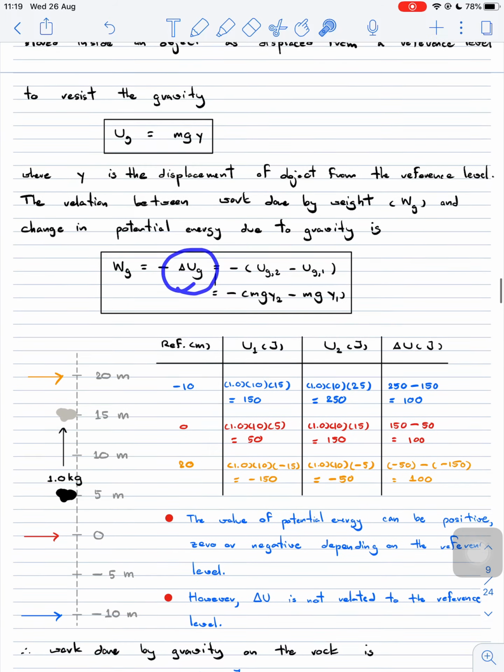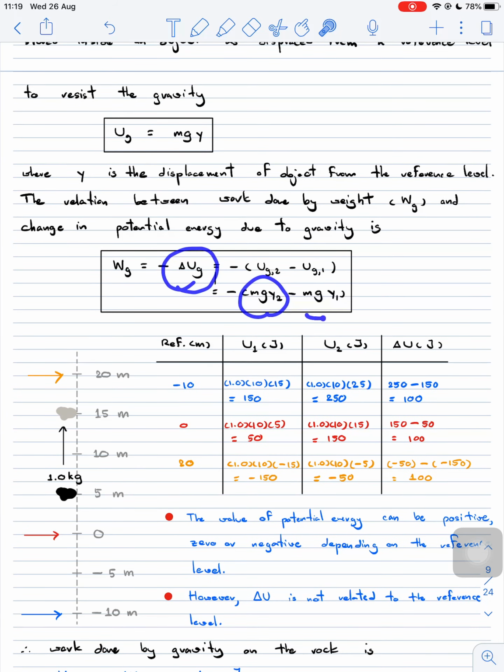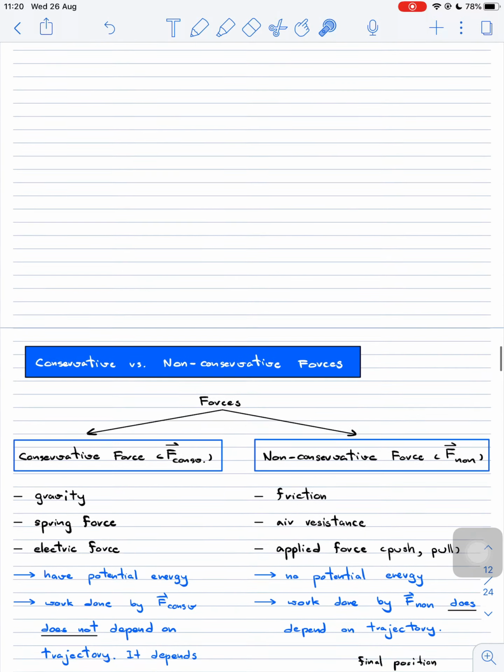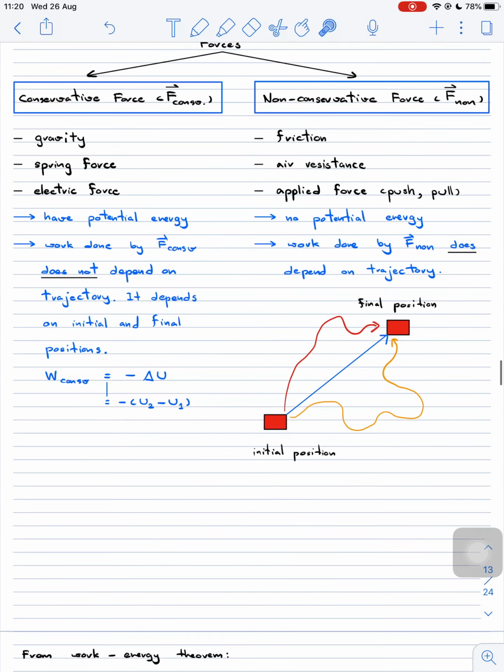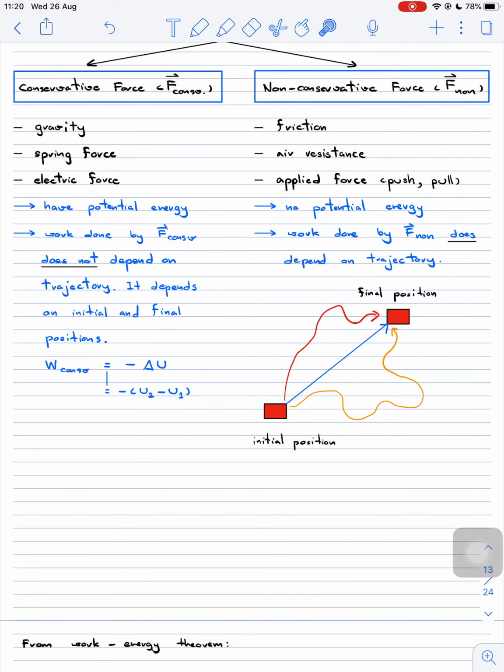Or if we look at the work done by gravity, it's equal to minus delta U, which is minus of mgy2 minus mgy1, where y1 and y2 are the positions of the object relative to the reference level. So if you notice from these two equations, you can see that the work done by the conservative force doesn't depend on the trajectory of the object. It depends on the initial and the final positions of the object only.